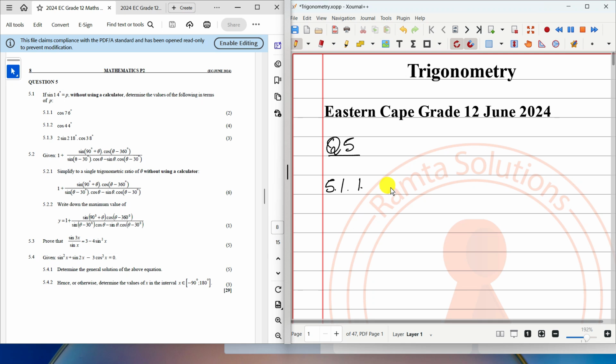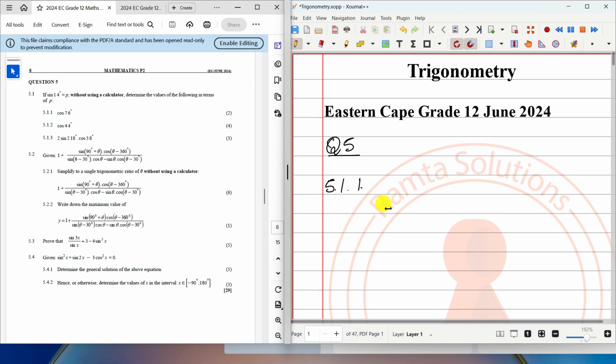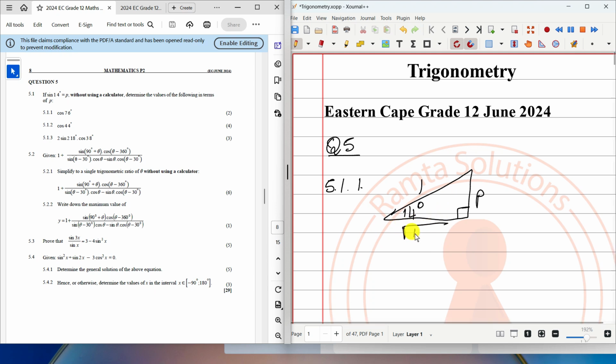5.1.1: cos 76. We have information that sine 14 degrees is p. This is an acute angle, 14 degrees, so a right angle triangle. Sine is opposite over hypotenuse. So opposite is p, hypotenuse is 1. Obviously, using Pythagoras, the adjacent side will then be the square root of 1 minus p squared, isn't it?